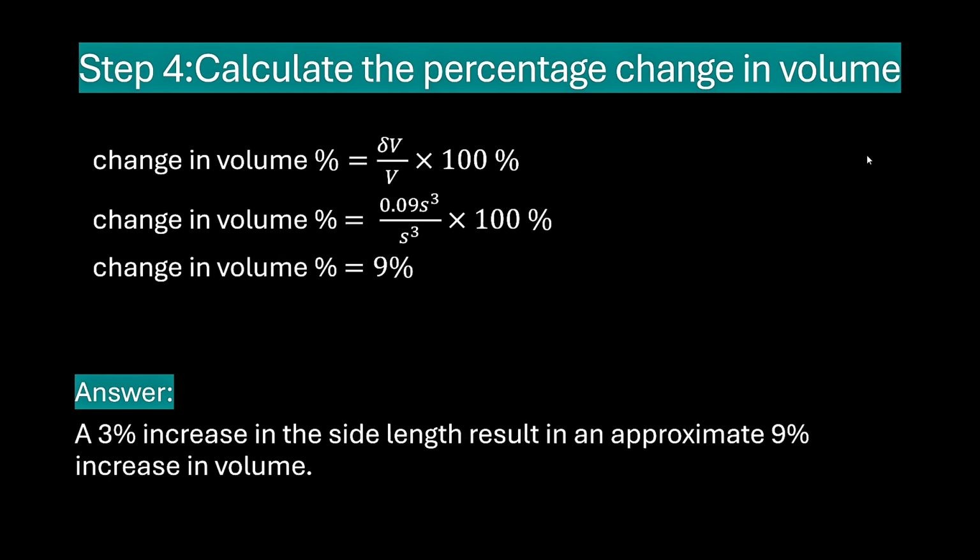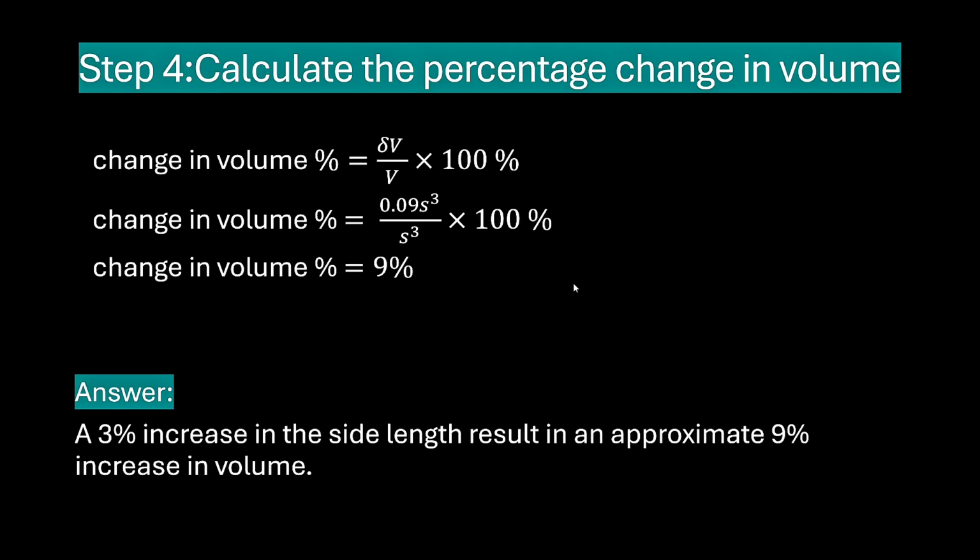Step 4. This step calculates the final percentage change in the volume of the cube using the approximated change found in the previous steps. The percentage change formula is standard: the change in quantity delta V divided by the original quantity V, all multiplied by 100%. We substitute the values we have already determined: the approximated change in volume delta V is 0.09 s powered by 3, and the original volume V is s powered by 3.